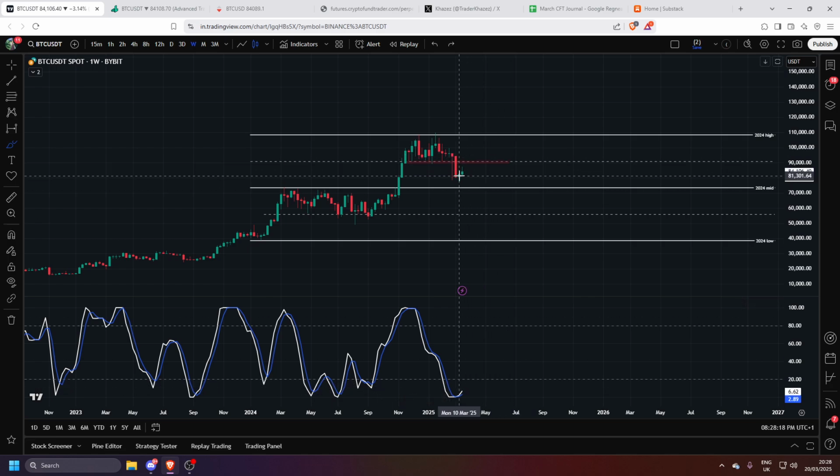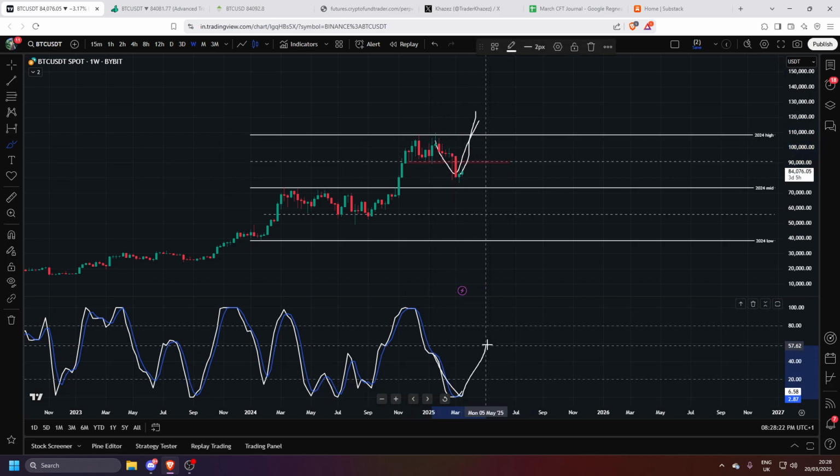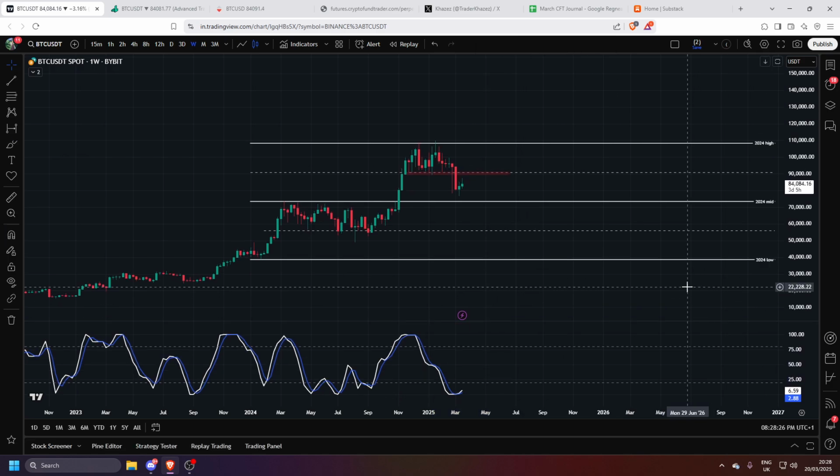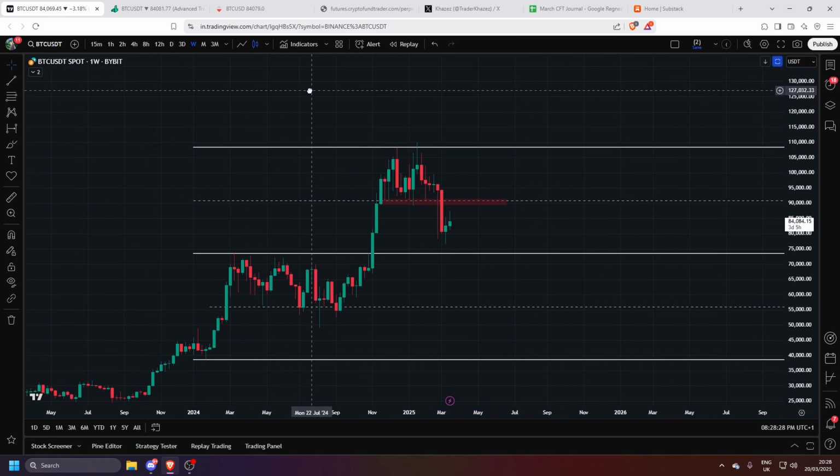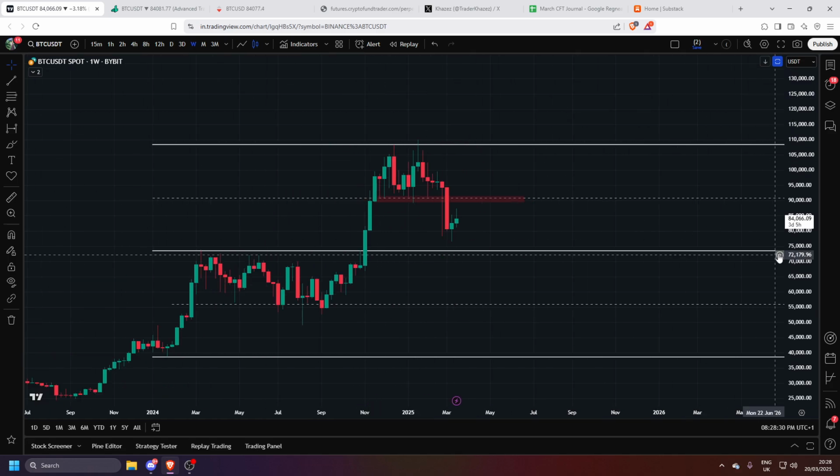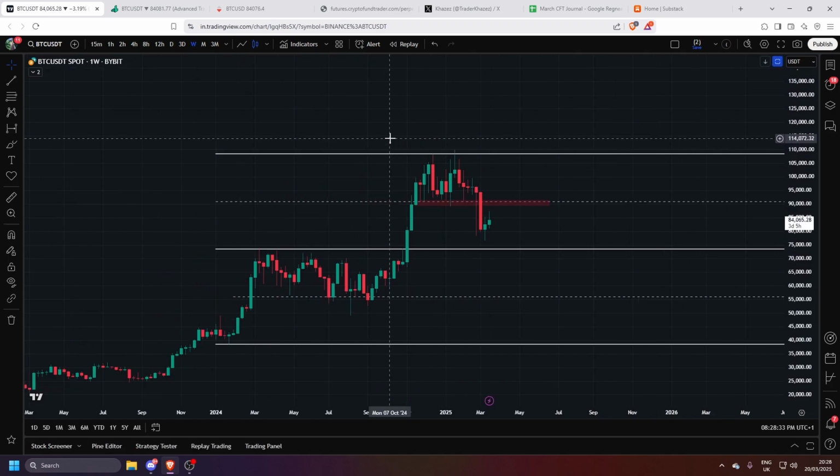I don't know about a full reversal from here. In my opinion, that wouldn't really be too clean. I don't really like it. I would rather trade the market. I'm a trader, so I trade both up and down.